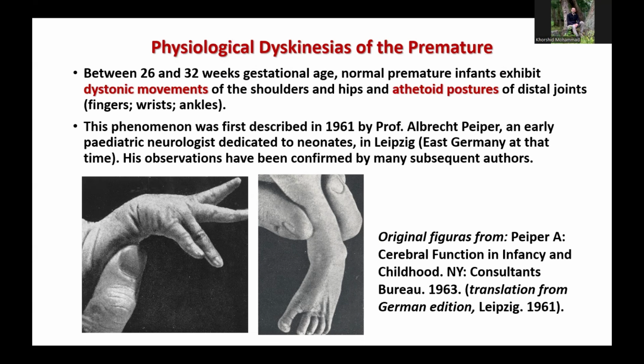And this phenomenon was first described in 1961 by Professor Albrecht Peiper, who was one of the earliest pediatric neurologists dedicated to neonates, a neonatal neurologist. And he lived in Leipzig, which at that time was part of East Germany before Germany was reunified after the war. And his observations have been confirmed by many subsequent authors. And these figures that you see here of an infant, the hand and the foot, are original figures published in his book, published in 1961, which was translated to English in 1963.